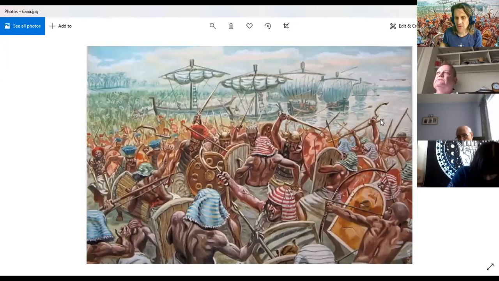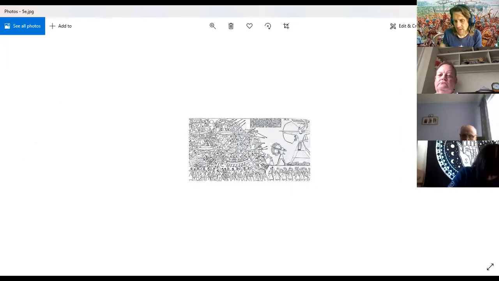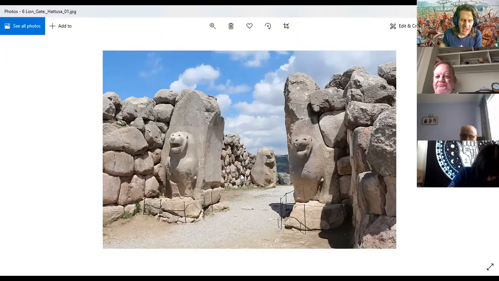So let's look at a few more images. Okay, so we've done that one. We're now looking at the Hittites for a little bit. Looking at this, this is the Lion Gate at Hattusa, the capital city of the Hittites. If anyone shouts out and says, isn't there a Lion Gate at Mount Sinai? Funnily enough, there is. Built at exactly the same time as this one, but these are completely different people.